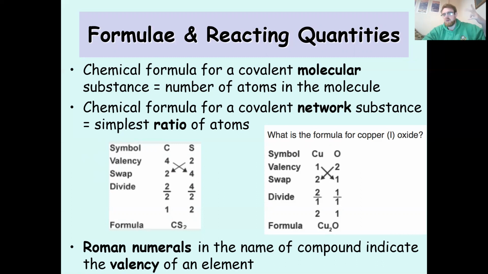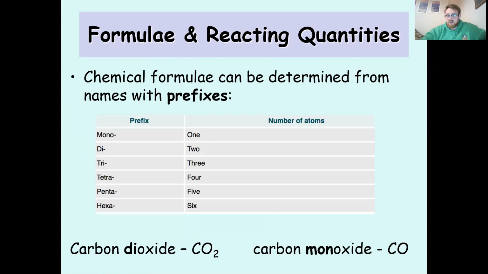So remember, I is 1, II is 2, III is 3, IV is 4, V is 5. Remember that because if it's a transition metal, they will give you the valency in Roman numerals. Okay. Prefixes. If it is a prefix, you need to ignore everything I just said and just read the prefix.